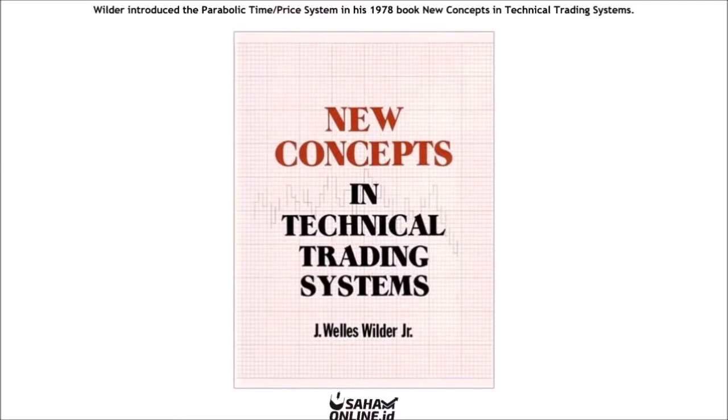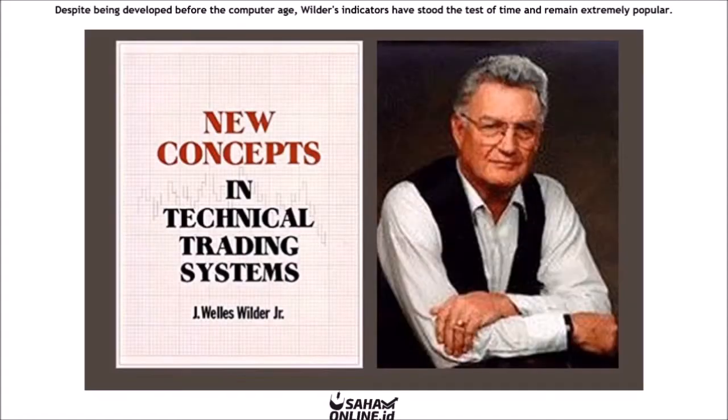Wilder introduced the Parabolic Time Price System in his 1978 book New Concepts in Technical Trading Systems. This book also includes the Relative Strength Index, RSI, Average True Range, ATR, and the Directional Movement Concept, ADX. Despite being developed before the computer age, Wilder's indicators have stood the test of time and remain extremely popular.